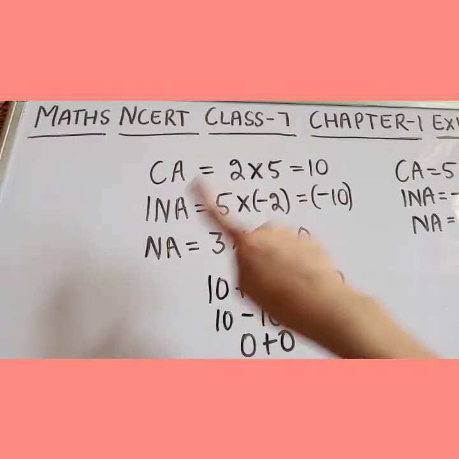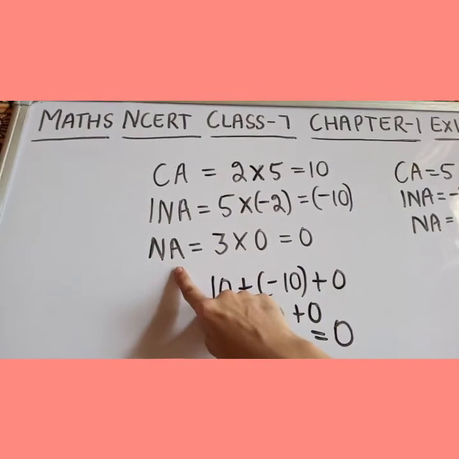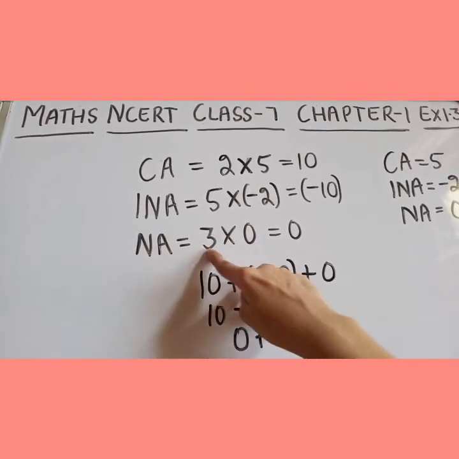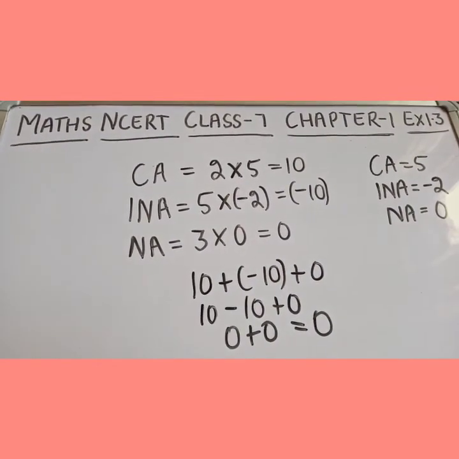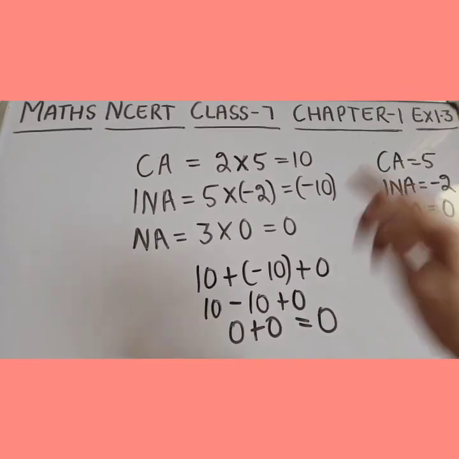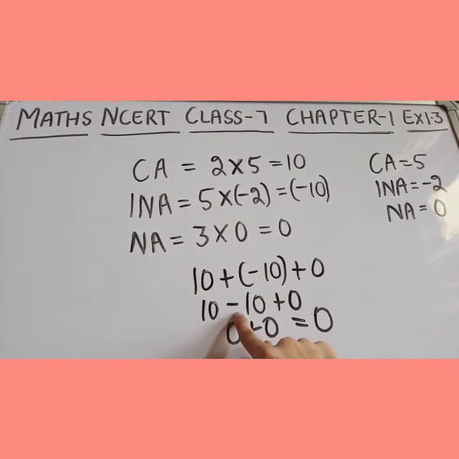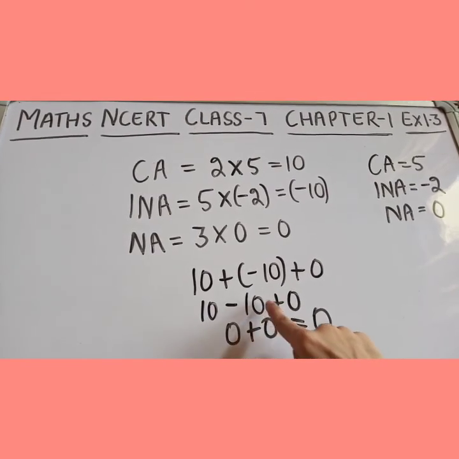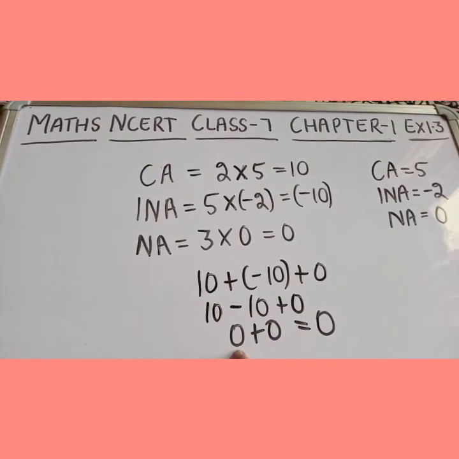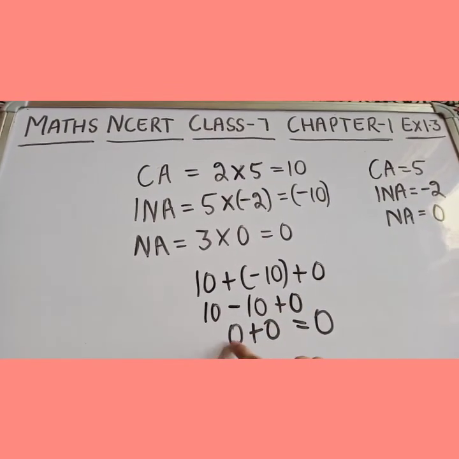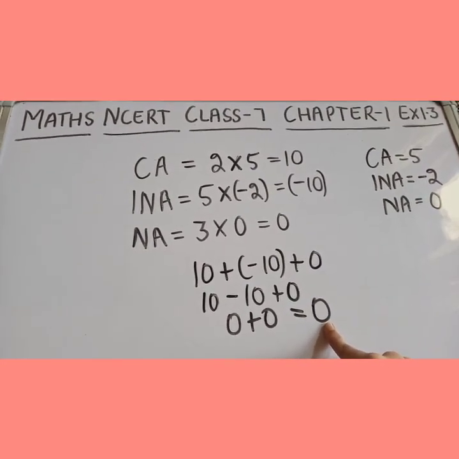Then you will write the number of questions Hina did not attempt, 3, and the marks Hina got for the questions not attempted, 3 into 0 equals 0. Then for the total marks Hina got, you will write 10 plus minus 10 plus 0. Now plus minus will give you minus, 10 minus 10 plus 0. 10 minus 10 will give you 0 plus 0. 0 plus 0 is 0. That means the total marks of Hina will be 0.